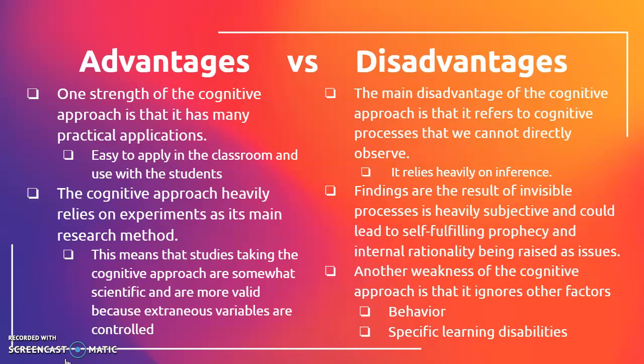Another advantage to this approach is that it heavily relies on experiments as its main research method. So basically, the studies taking the cognitive approach are somewhat scientific and are more valid because the extraneous variables are controlled.